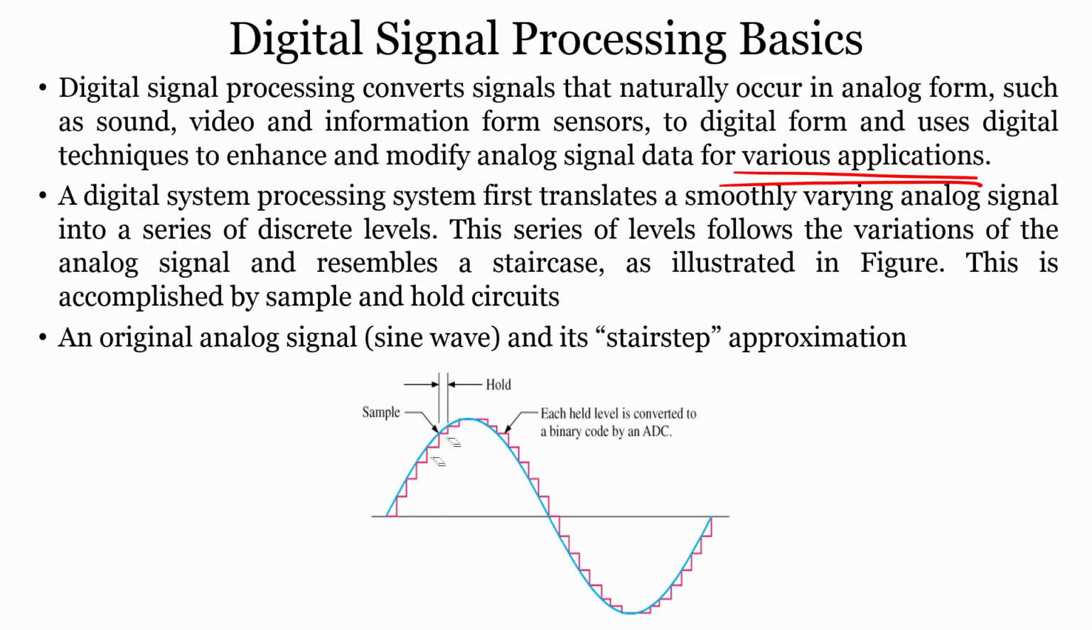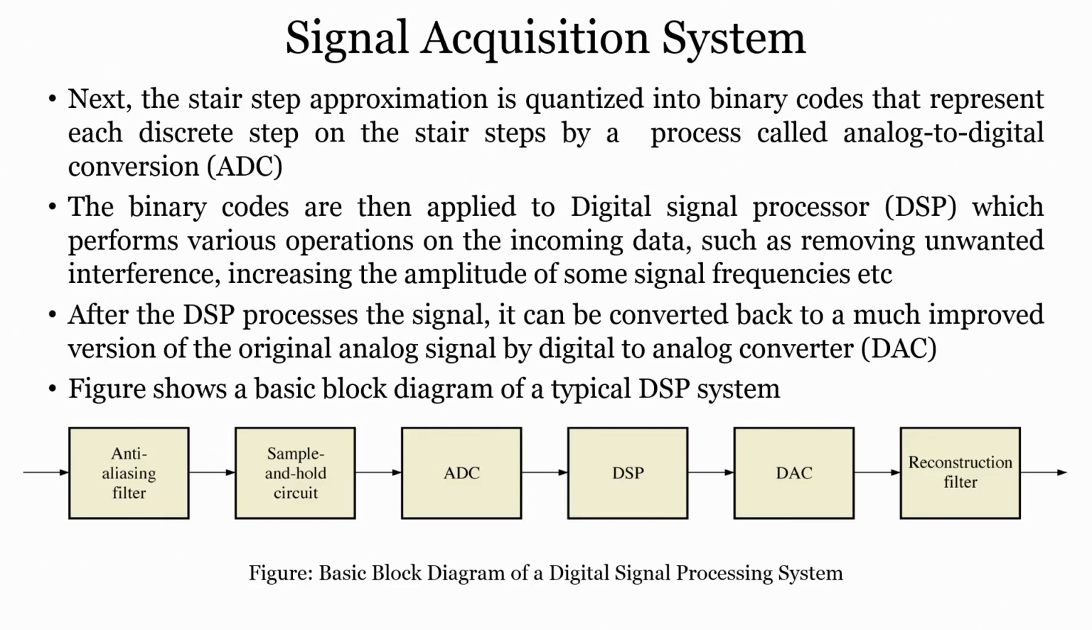This series of discrete levels follows the variation of the analog signal and resembles a staircase. You can see here it looks like a staircase. To do this, we can use a sample and hold circuit, which we will see at some point in the ADC. This is accomplished using sample and hold circuits, and the original analog signal, which is a sine wave, and its step approximation are shown.